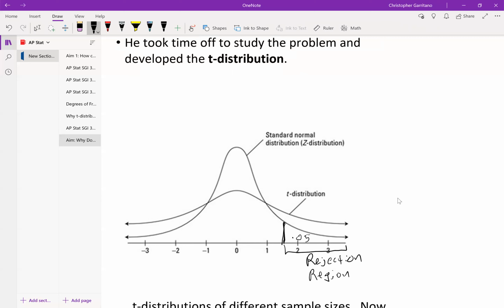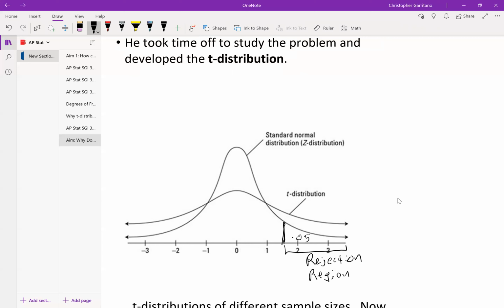But in the t-distribution, due to the larger tails, where do you think this rejection region gets located? Does it move to the left or does it move to the right? I'd like you to think about that for a moment.